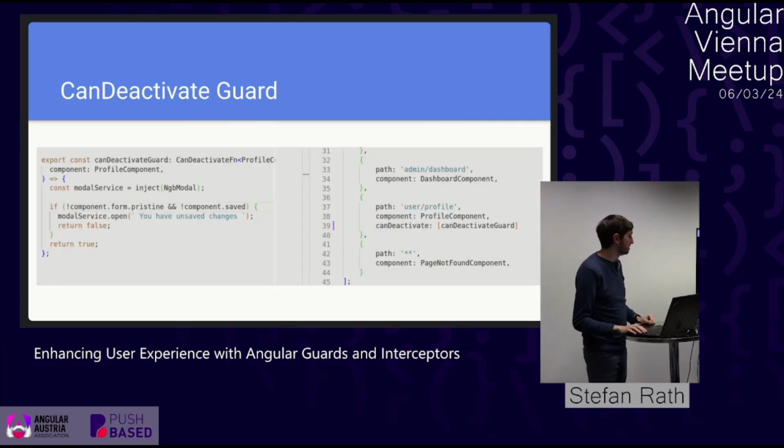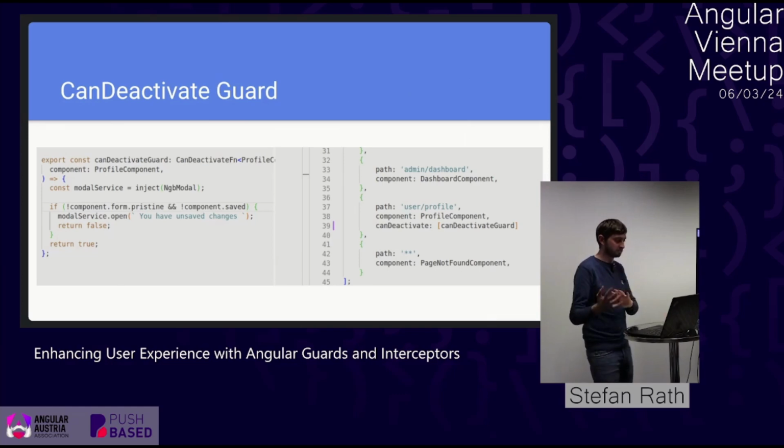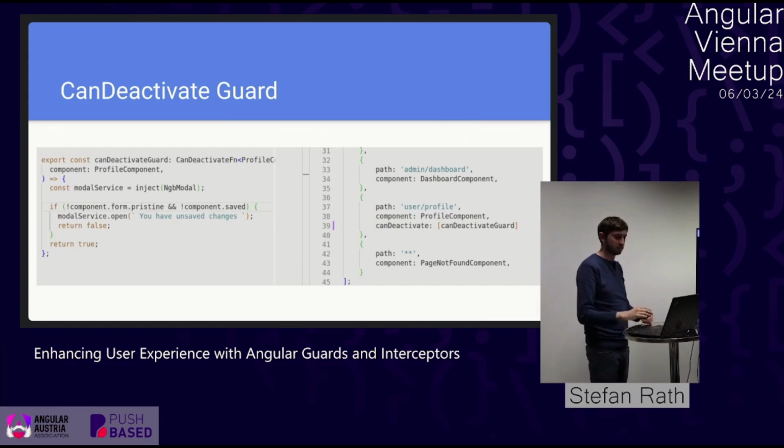And this is how a canDeactivate guard looks like. So, for example, if we have a form and we see our form is not pristine anymore, and it's also not saved, just open a modal: you have unsaved changes. And here on line 39, on the right side, we have the canDeactivate guard for our user profile page. So if you, for example, change the password and don't hit the save button, inform the user.